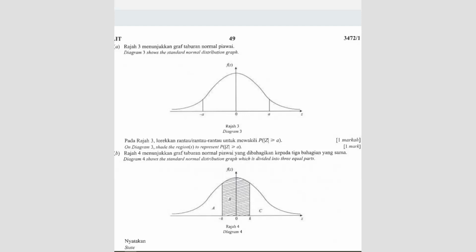Question 8. Diagram 3 shows a standard normal distribution graph. In the diagram, shade the region that represents this. Okay, so the question asks for this.